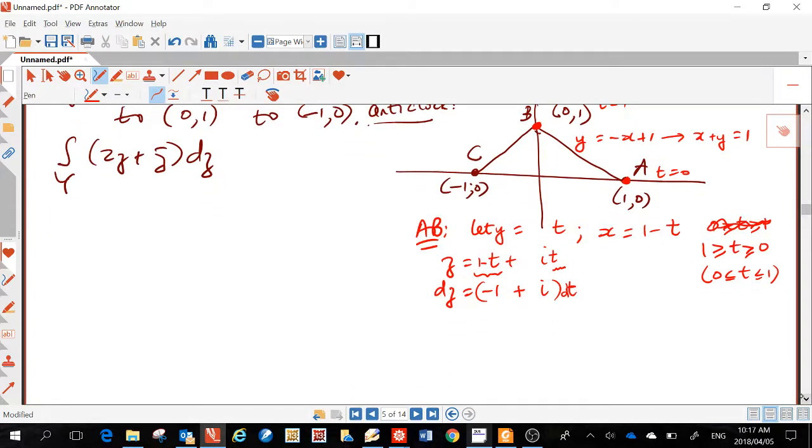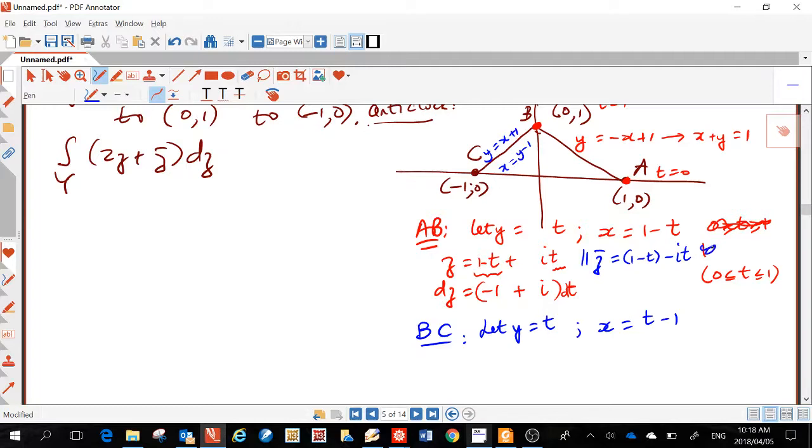How about the other part there, BC? Of course, here, z bar will be 1 minus t minus it. Now for BC, the equation there is y equals x plus 1, or you can say x is equal to y minus 1. So if you put y equal to t, then x becomes t minus 1. In fact, just to avoid lots of confusion, let's rather just write this here as it is, because I can now use this notation in this part here.